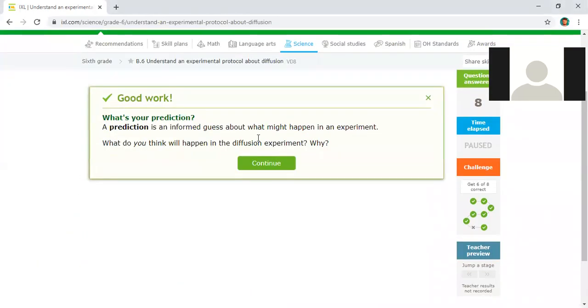Good work. Ayub, a prediction is an informed guess about what might happen.